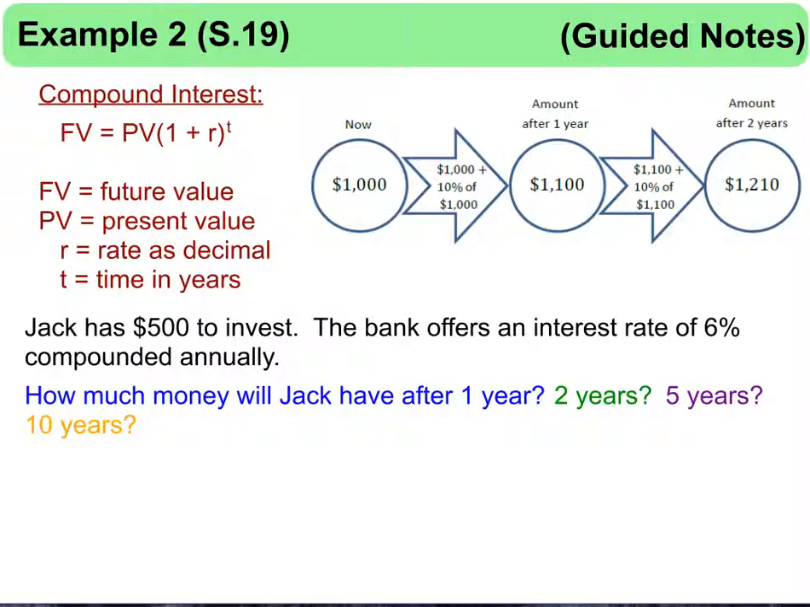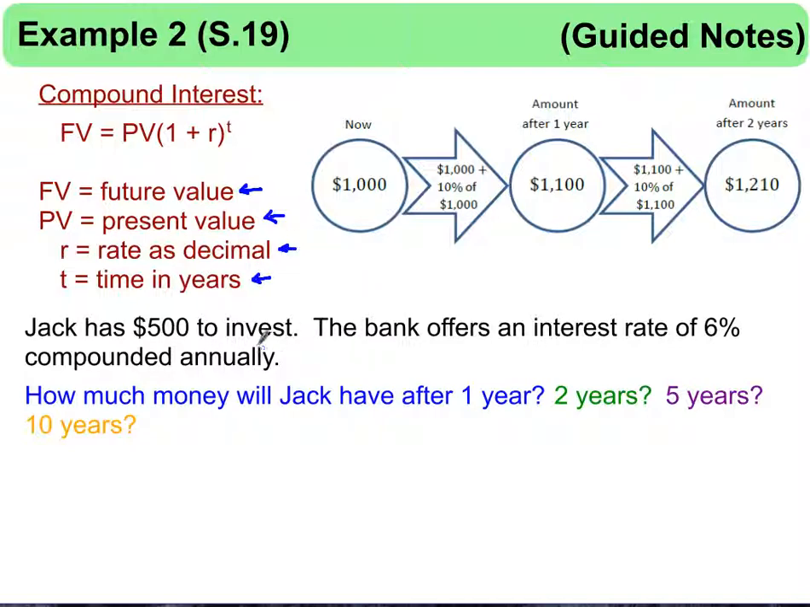In example number 2, we show the other interest formula, the compound interest, where notably it is a little bit different than what we saw before. It gives us a symbol called FV, which is known as future value, PV, which is the present value. It's similar to the principal, only thing is it changes after every single year. The rate as a decimal, that doesn't change, and the T represented in years.